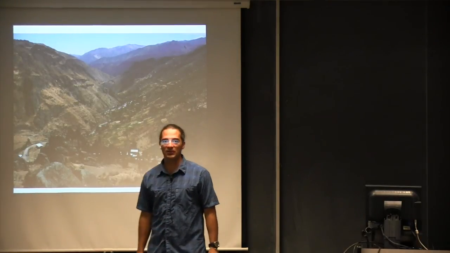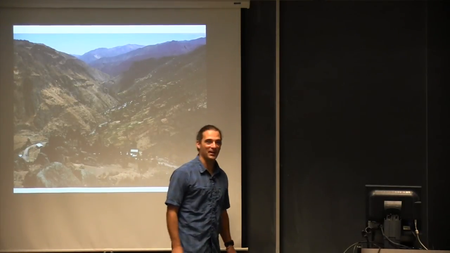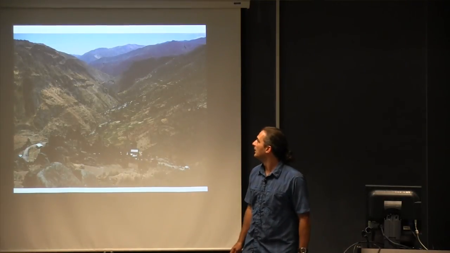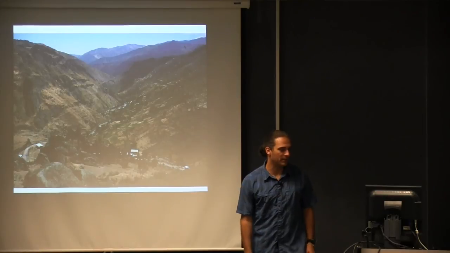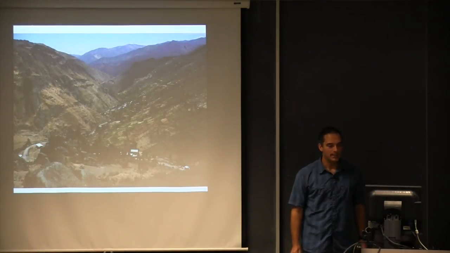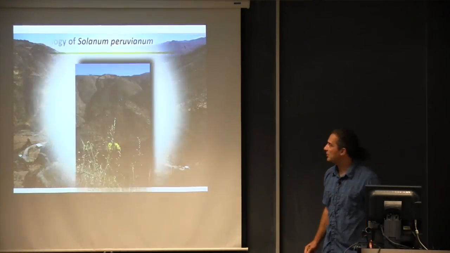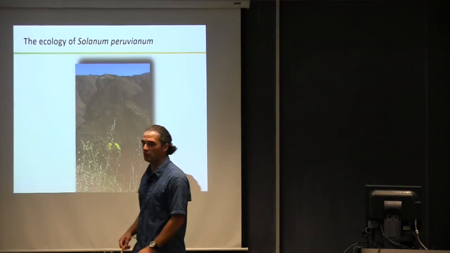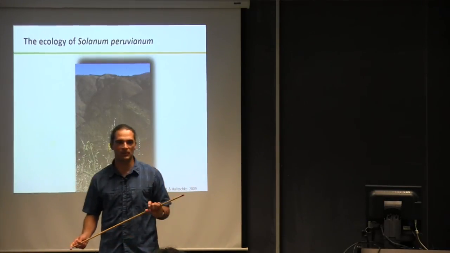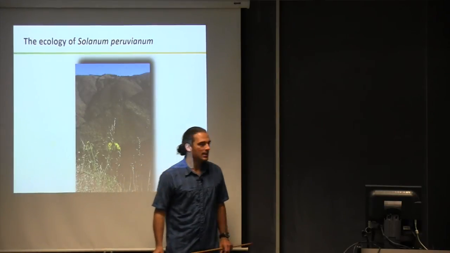They are usually the plants that are green and flowering when everything else is yellow, like in this picture. And they continuously flower throughout the entire year and have green leaves throughout the entire year. The plant species that I want to focus on in this talk is one of the most widely distributed wild tomato species, called Solanum peruvianum.